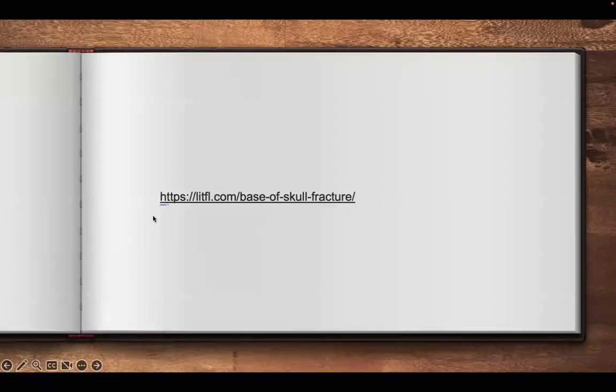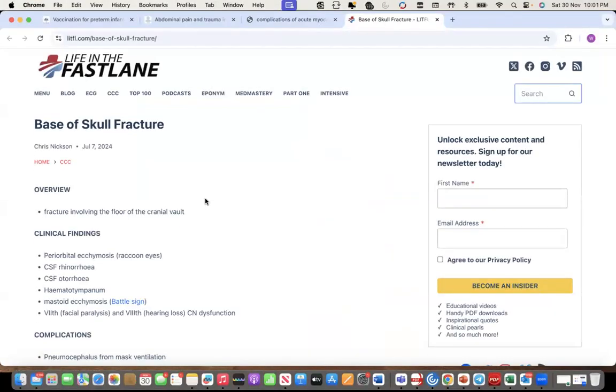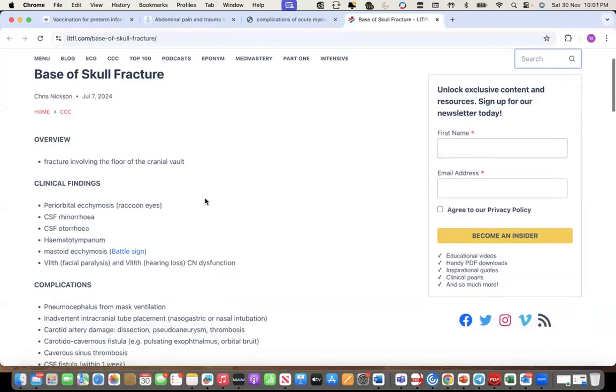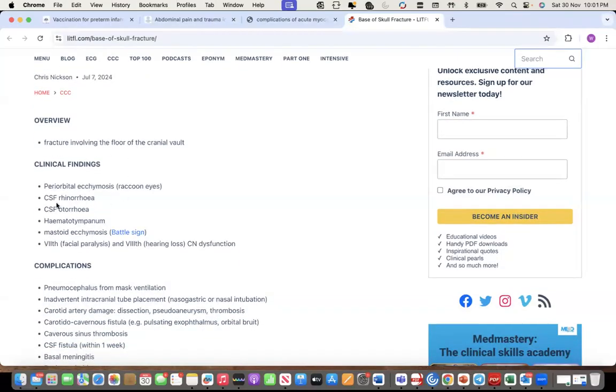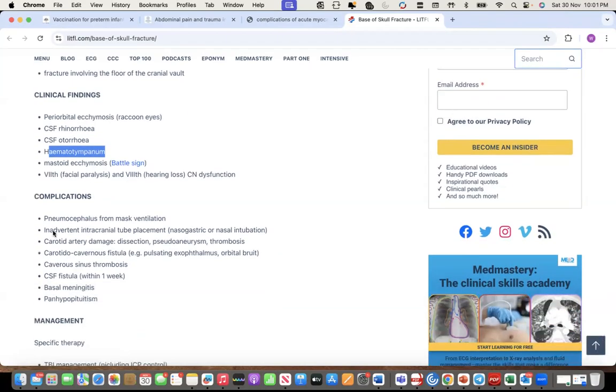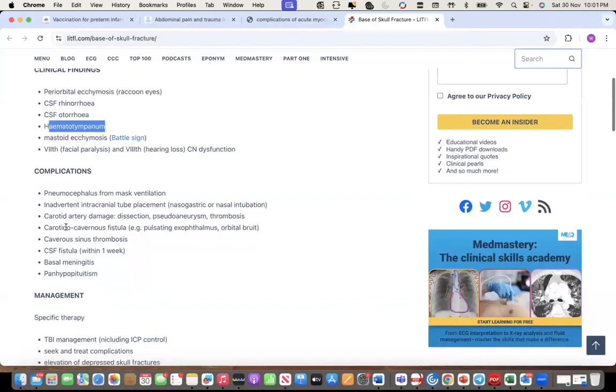Okay, let's have a look on this one. So, fracture involving the floor of the cranial vault, periorbital ecchymosis, which is raccoon sign, CSF rhinorrhea, CSF otorrhea. This is what the tympanic membrane was looking unusual, or the hemotympanium. I think some doctor has mentioned that. Mastoid ecchymosis, which is battle sign. Then the paralysis of the nerves involving the face, which is fifth nerve paralysis. If the nerve is involving the ear, it is a hearing loss from the eighth nerve. And these are all the complications which can happen with the orbital floor fracture or the cranial vault floor fracture.